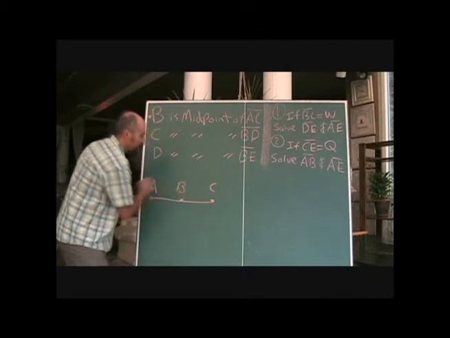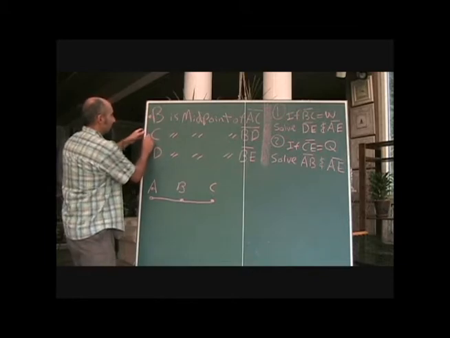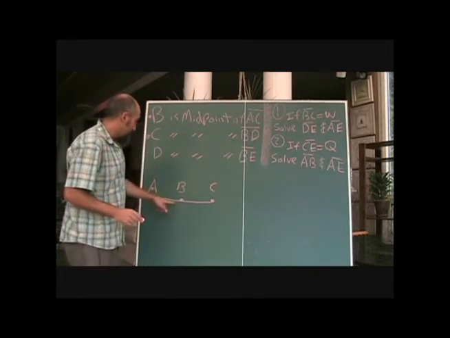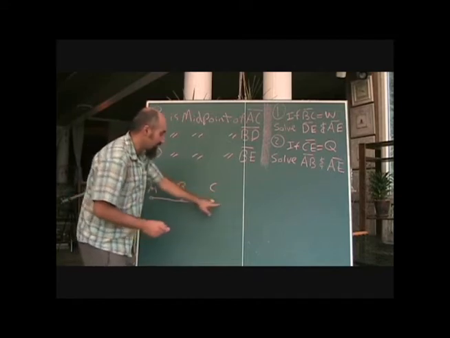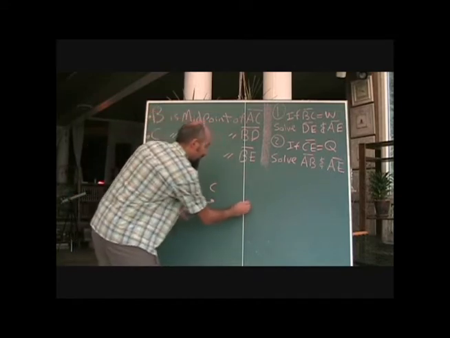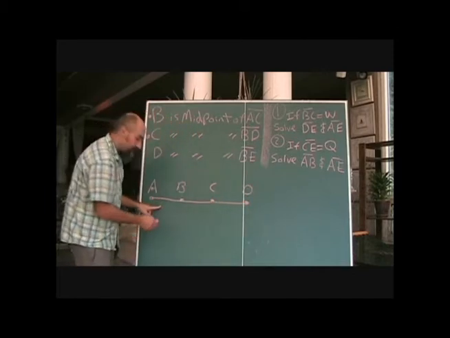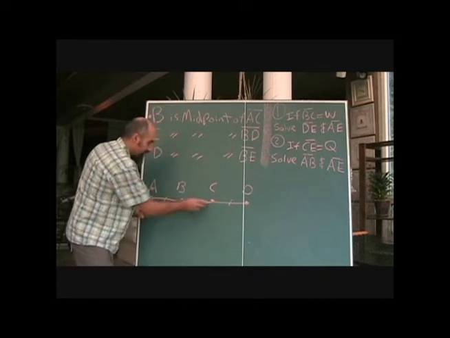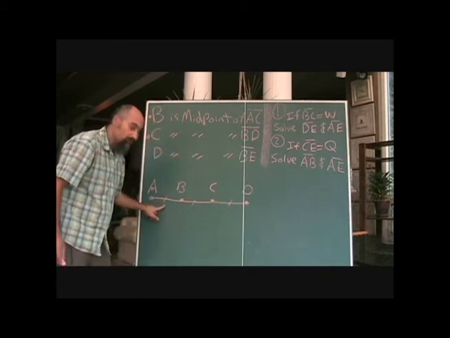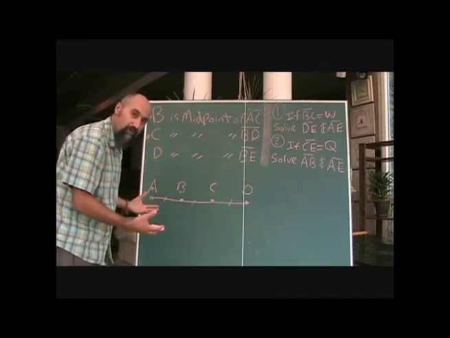Let's go to the next sentence. C is the midpoint of BD. Now we don't have a D, but if C is the midpoint of B and D, then D has to be somewhere here. So what we know right now is this segment is equal to this one, and this one is equal to this one. That means it's also equal to this one. So right away, we're starting to get a picture of what this question is going to look like.